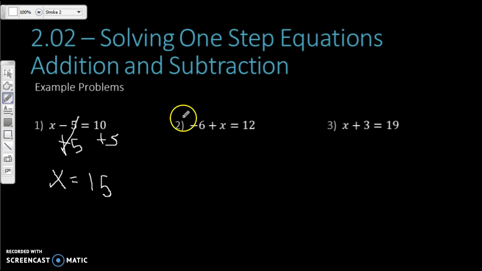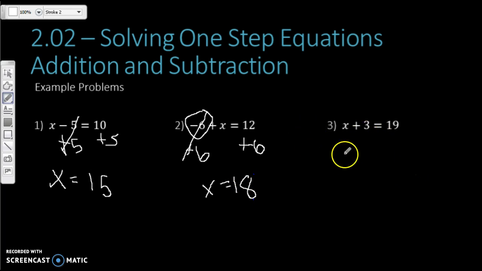So let's look at number 2. I have negative 6 plus x equals 12. I want you to look at what's in front of the 6. That 6 is negative, so that means I need to add it. Whatever operation is in front of that number, you need to do the opposite of that. So even though it says negative 6 plus x, we take what's in front of the number, cancel those out, and we get x equals 18.